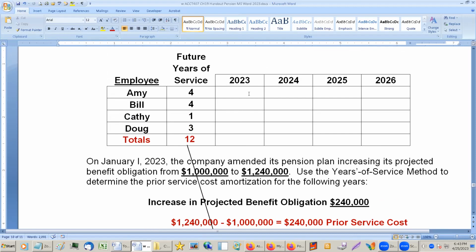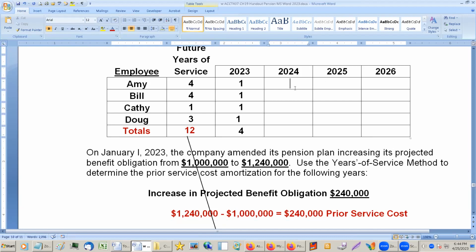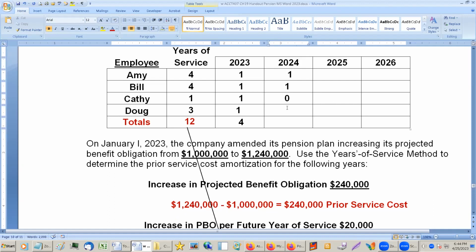Okay, so this is how we're going to calculate this. Now, in 2023, Amy's going to be there, Bill is going to be there, Kathy's going to be there, and Doug is going to be there. What is that, 4? Let's go to 2024. Amy's still going to be there. Bill is still going to be there. Kathy is not. Kathy retired. Doug is still going to be there.